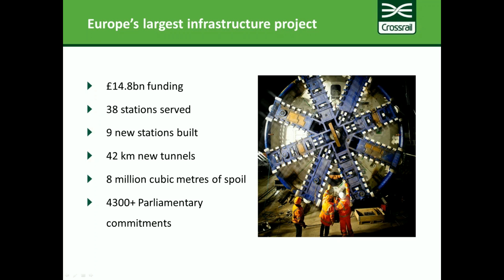We have built 42 kilometres of new tunnels, which is again across the centre of the city. That's produced 8 million cubic metres of spoil, and all of this has been done under the cover of the Crossrail bill, which has included over 4,000 parliamentary commitments to stakeholders along the line of route. So all of that work has been done in considering the commitments that have been made to various people and interested parties along the route.